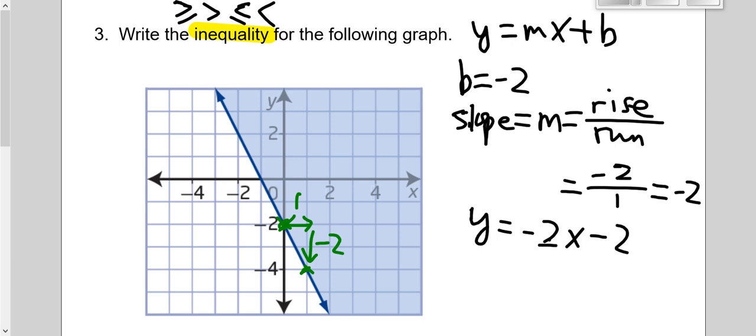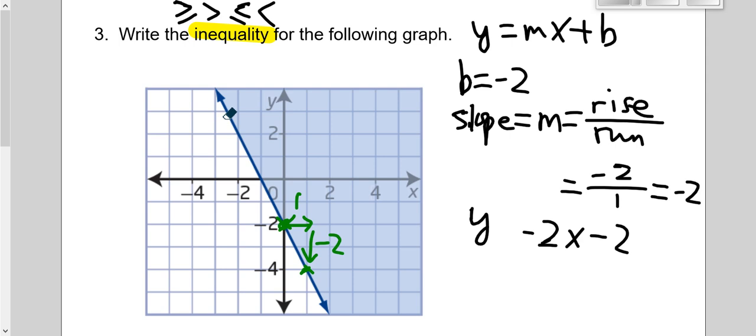Alright, are we done? We are not done yet. Why? If you look at this, the question is asking for the inequality. So this is not an inequality. Now the question is, which inequality sign do we replace the equal sign with here? So you may want to pause a few seconds and think about that.